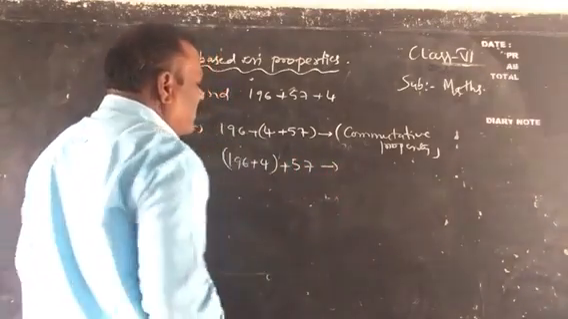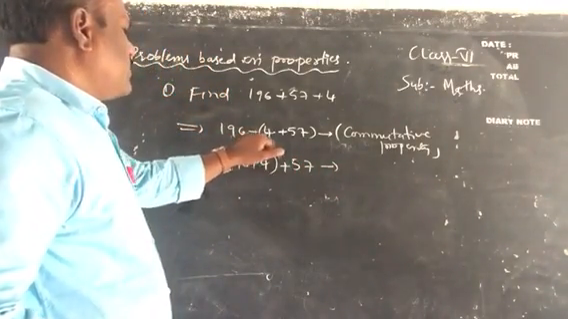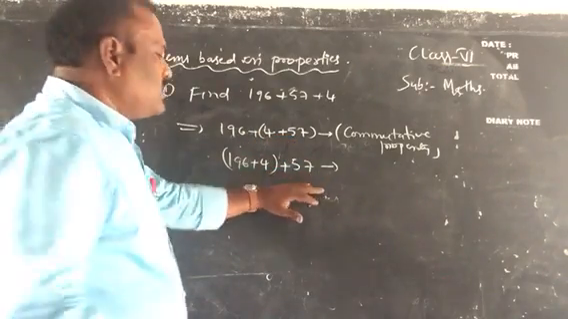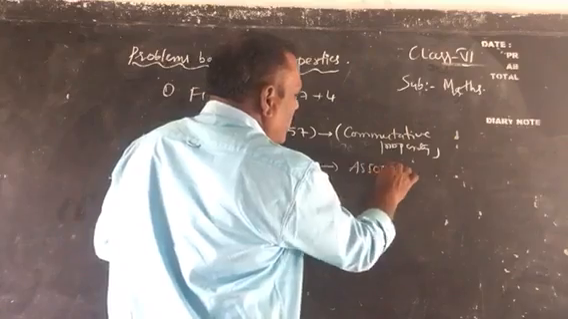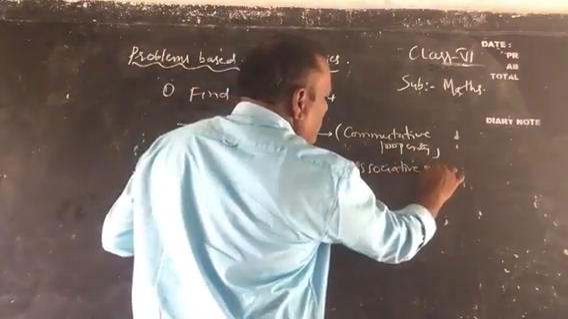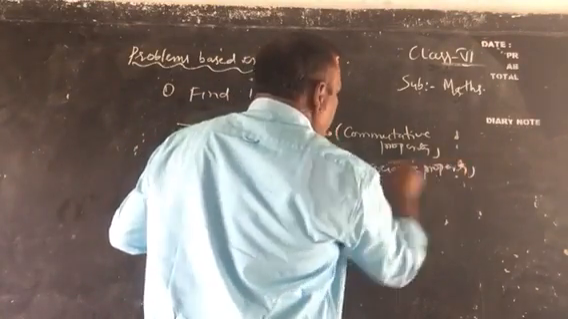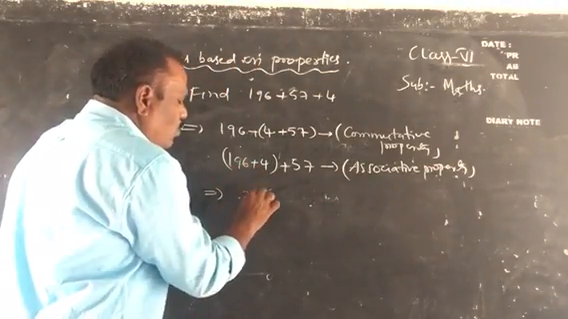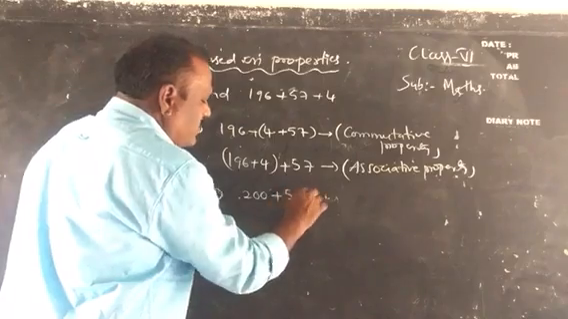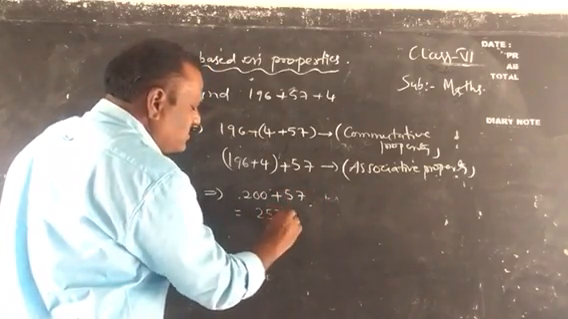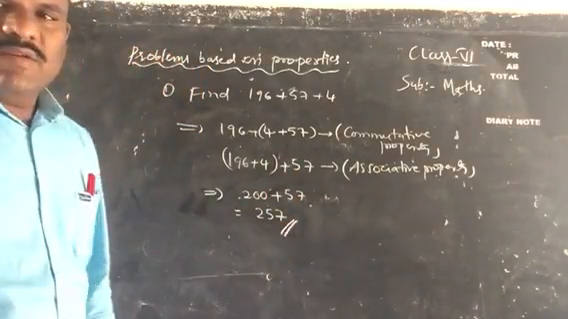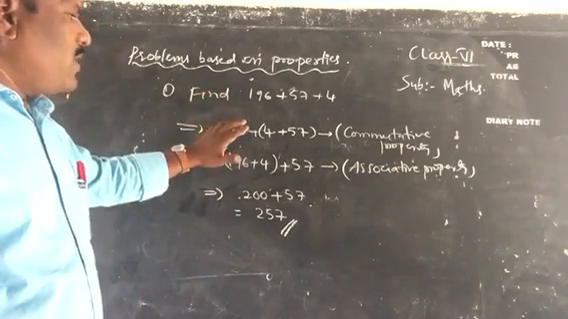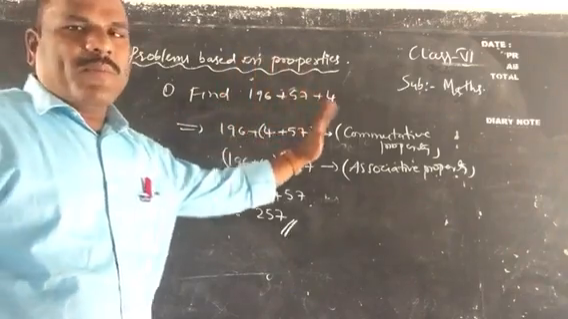Which property is this, children? 196 plus 4 plus 57 equals 196 plus 4 plus 57, grouped differently, and this property is the associative property. Now it is easy. 196 plus 4 equals how much? 200. 200 plus 57 equals how much? 257. So this is the way we can solve problems by applying properties.